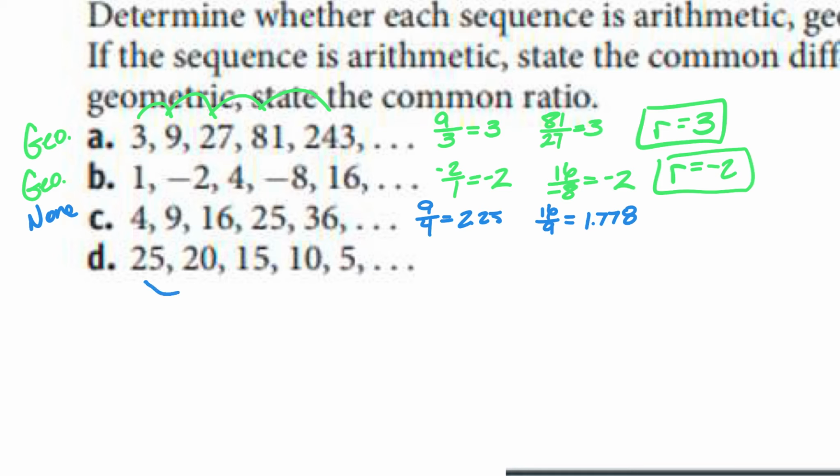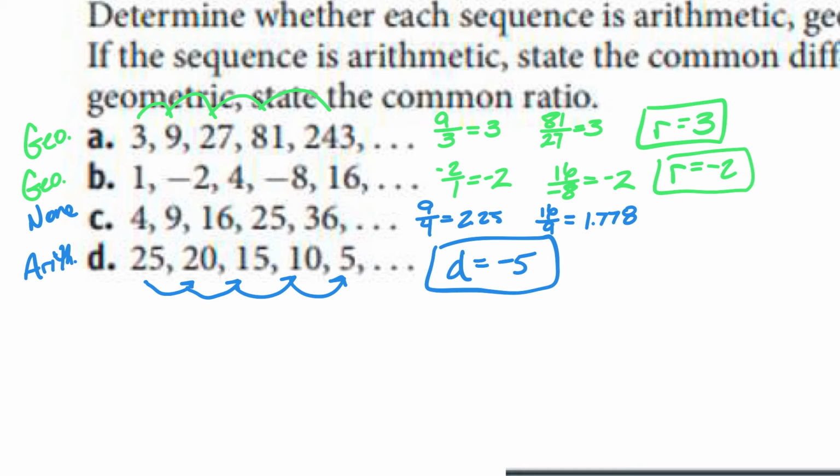And then we see we are going from 25 down to 20, 20 down to 15, to 10, to 5. So this is very clearly a subtraction of 5, so it's an arithmetic sequence. And that has a common difference, the common difference being -5.